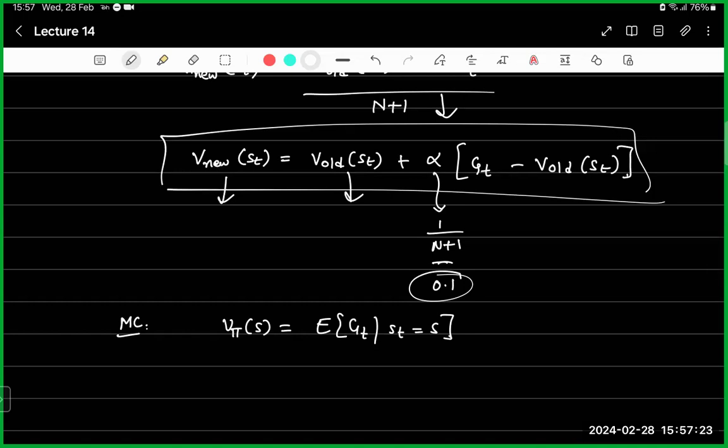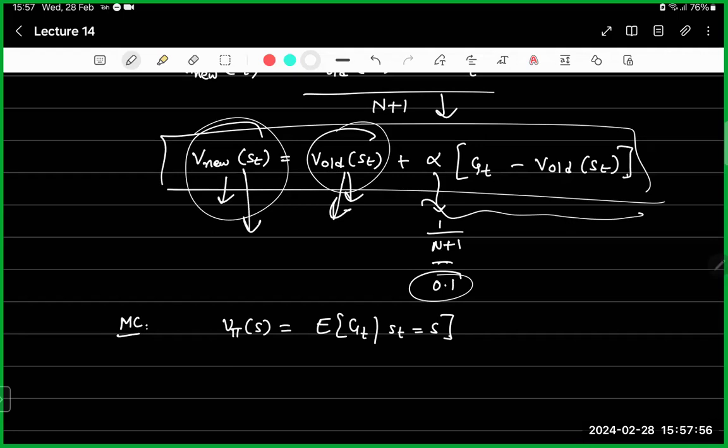So you just add to your old estimate some small correction, right? This is your old estimate, this is your new estimate. You are adding some small correction to your estimate after seeing a new sample, right? That's how you can interpret this. So it is some small constant times the error between your new sample and the old estimate. That's what this equation tells us, right? Your new estimate is your old estimate plus some small constant times the error between your current sample and the old estimate.